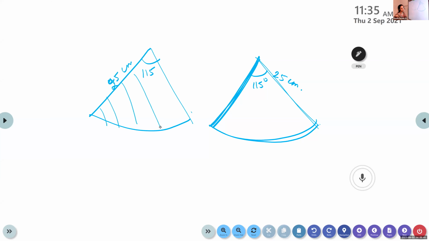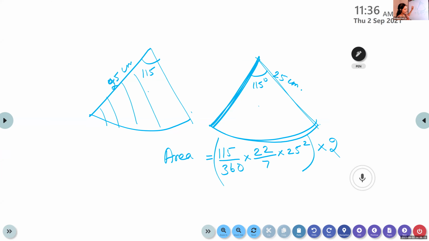So which formula will you use here? Yes, the area to be cleaned is equal to 115 by 360 into 22 by 7 into 25 square, into 2. Why are we multiplying by 2?